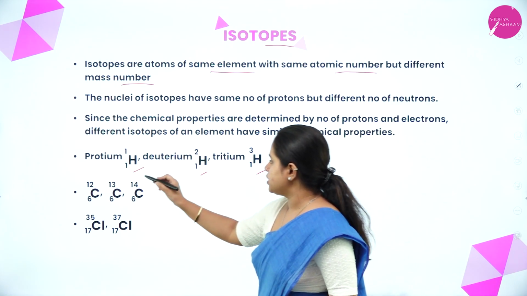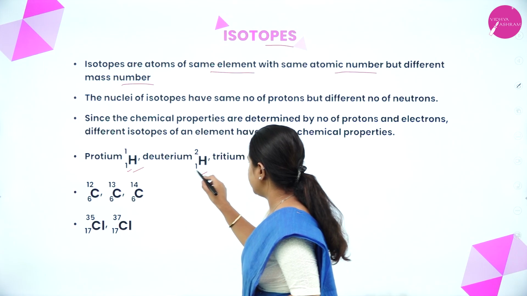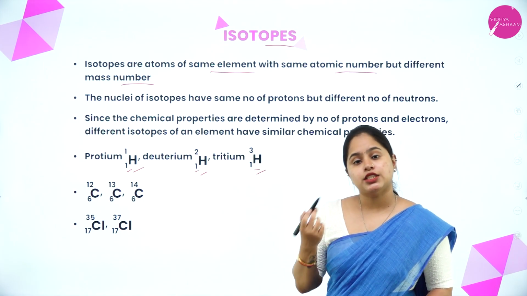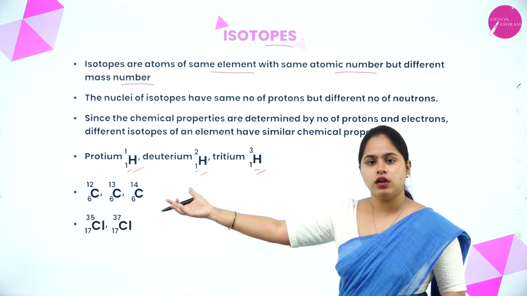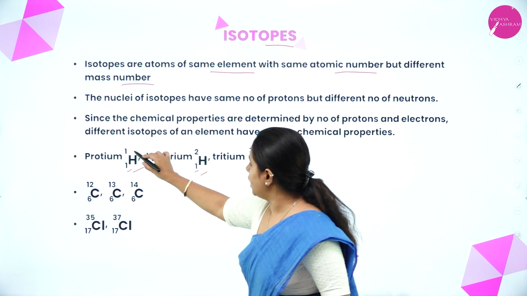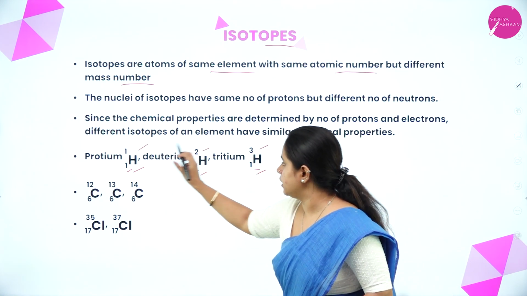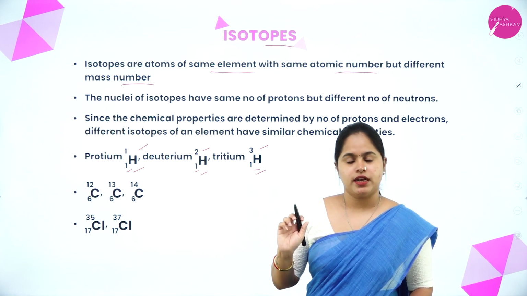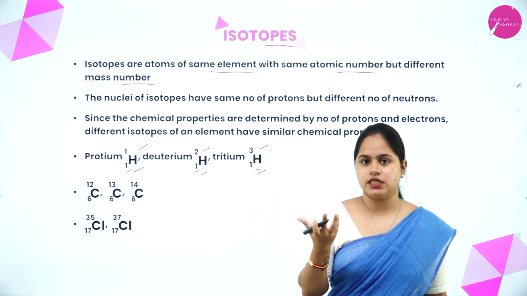Right. So as you can see here, here also it is 1, here also and here also. Yes, the atomic number is the same for all these three, and the mass number is differing. Here it is 1, here it is 2 and here it is 3. Right. So you can remember it in this way.